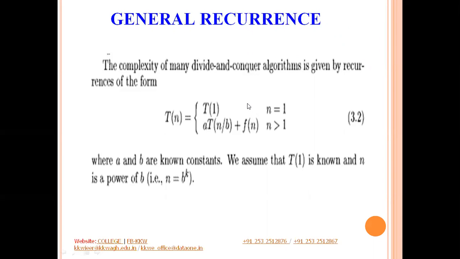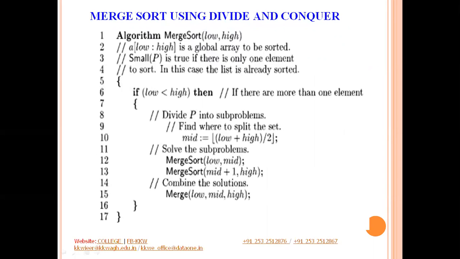Okay, and we regardless to say that n in this case, we all know that it is a power of k. Okay, so n is equal to b raised to k, right? So now we will see how we have to solve the problem using merge sort. So this is a general algorithm for merge sort.